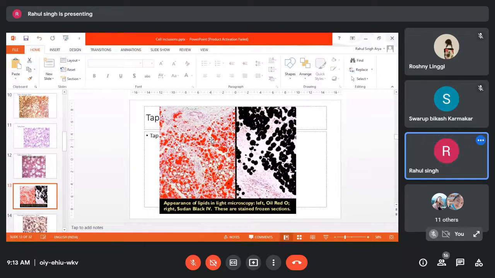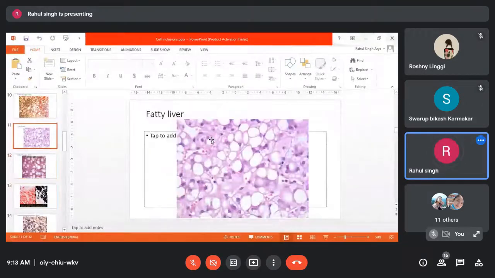The formalin fixed, paraffin embedded sections, which we normally do H&E, will not show anything. They will only show empty vesicles like this. These are empty vesicles in the formalin fixed H&E staining. They do not contain any fat, only empty vesicles are there.